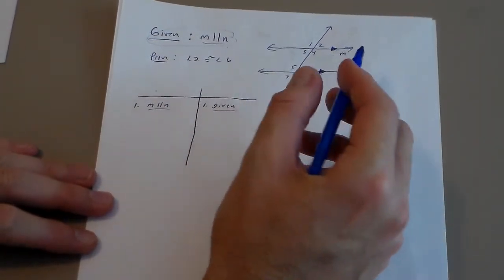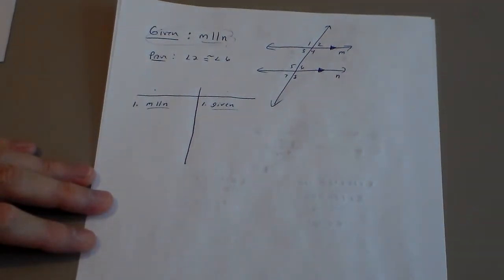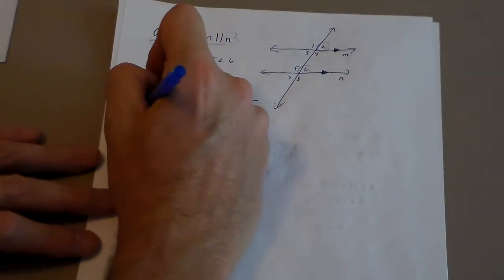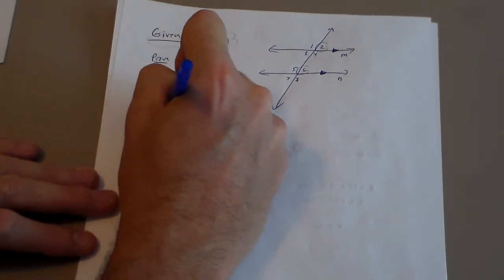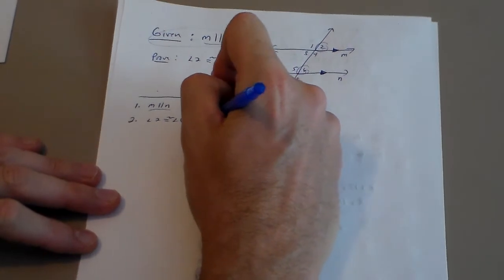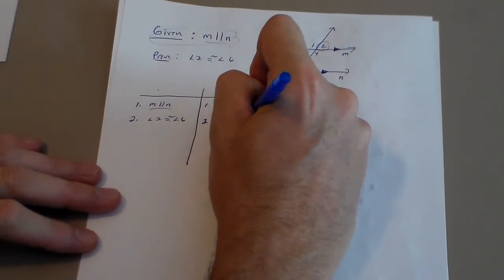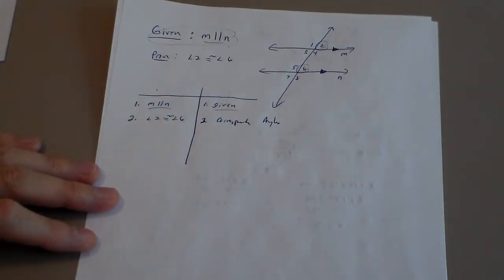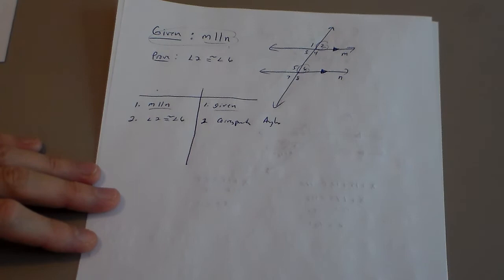The given says the lines are parallel. So I've learned in this section that when the lines are parallel, that means that we can say that angles are congruent. So the question is, can I say that angle 2 is congruent to angle 6? Can I say that? Yes, I can. So what kind of angles are 2 and 6? Corresponding. So for step 2 here, I write corresponding angles. Good thing you guys can hear me because you probably can't read it. Okay, but it's corresponding angles. Does that make sense to everybody?